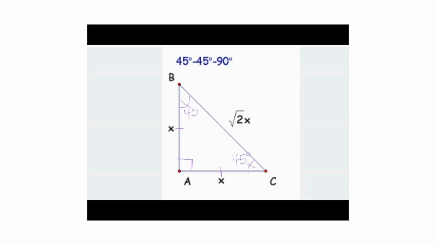Okay. And then you can do the Pythagorean theorem to get x squared plus x squared equals your third side.